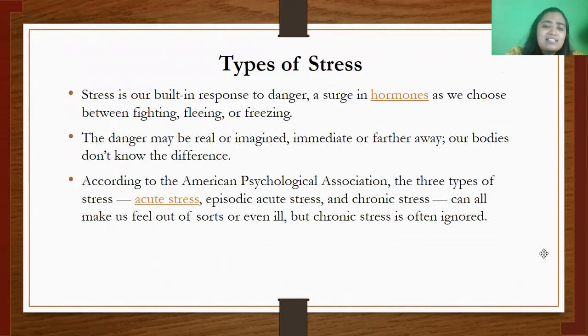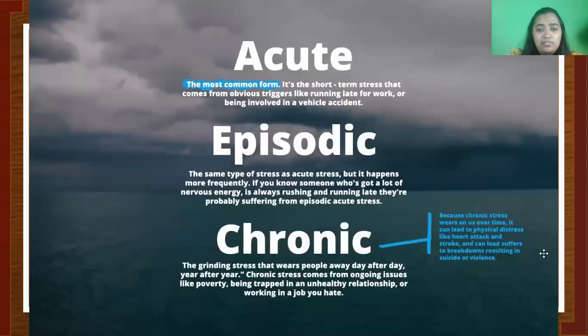Now, we already discussed the different types of stress, but according to the American Psychological Association (APA), we are going to look at three different kinds of stress. So one is acute stress, episodic acute stress, and chronic stress. So let's just try to look at the differences between these three.